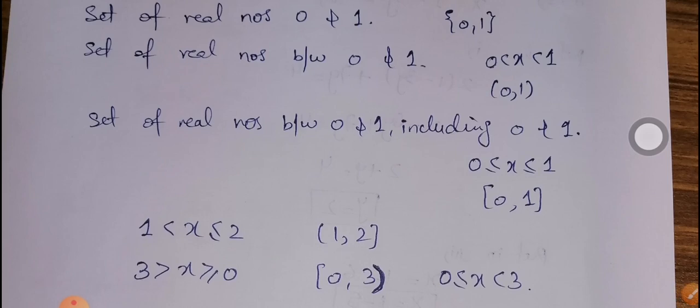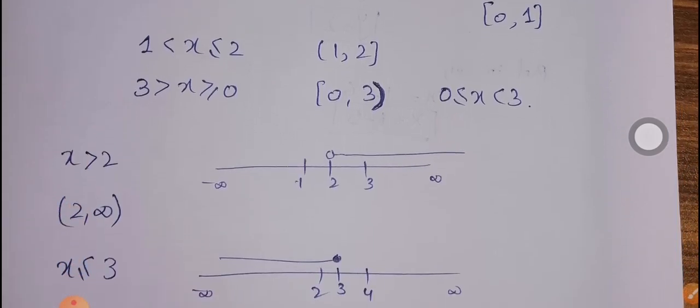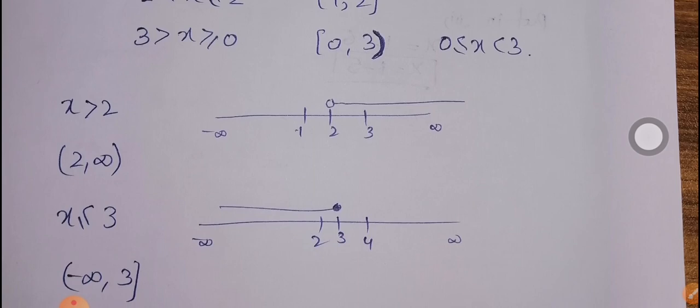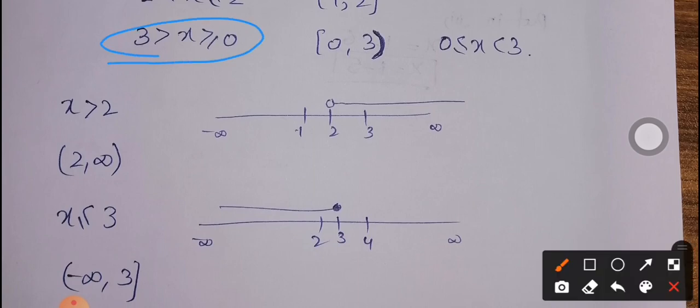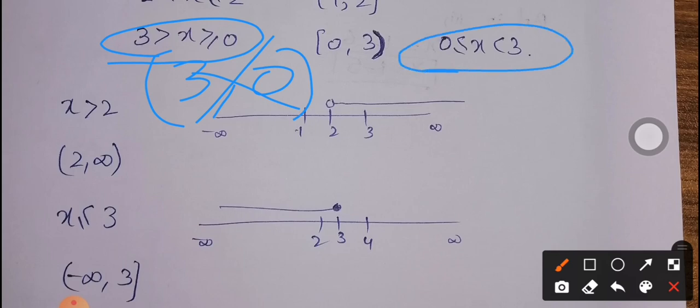Similarly, if we have an inequality, 3 is greater than x greater than or equal to 0, I am not going to write the interval from 3 to 0, because this is not correct. 3 is not less than 0, and we cannot move from 3 to 0. So we have to write down the inequality in the form 0 is less than or equal to x less than 3. We are just reversing the inequality, and then the corresponding interval is 0 to 3, closed from 0 because the equality sign is included, and open from 3.